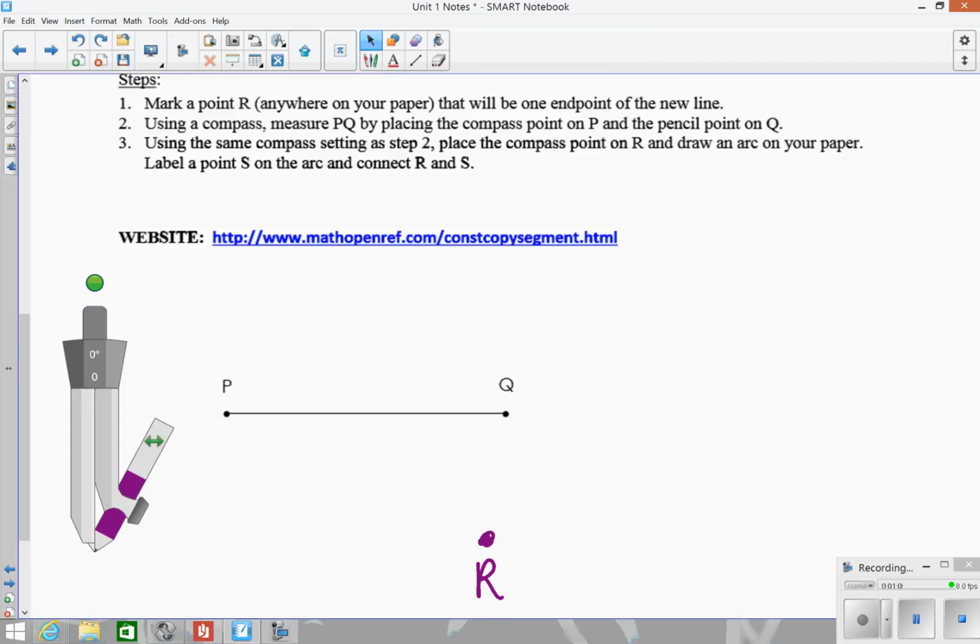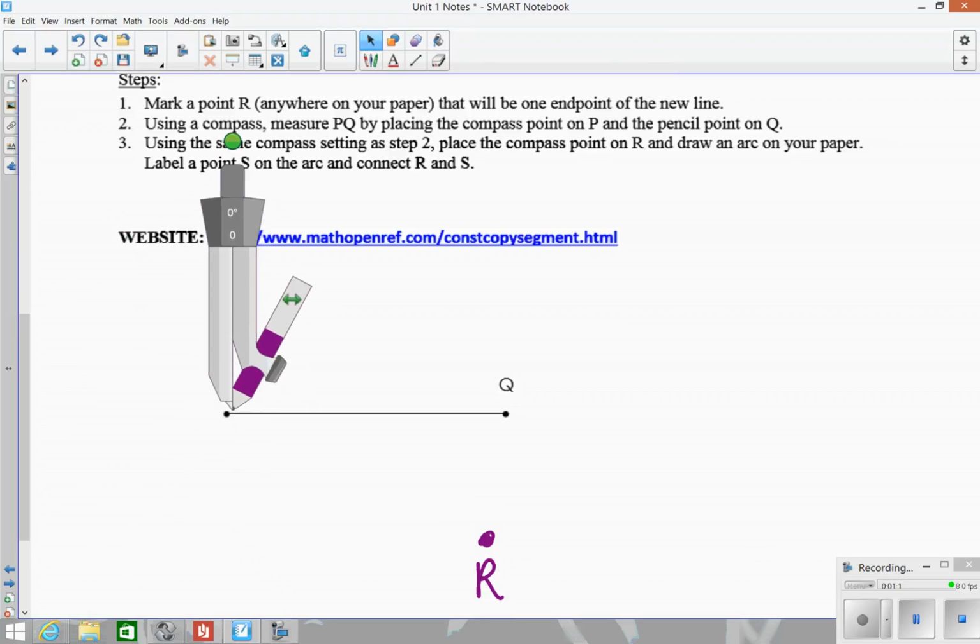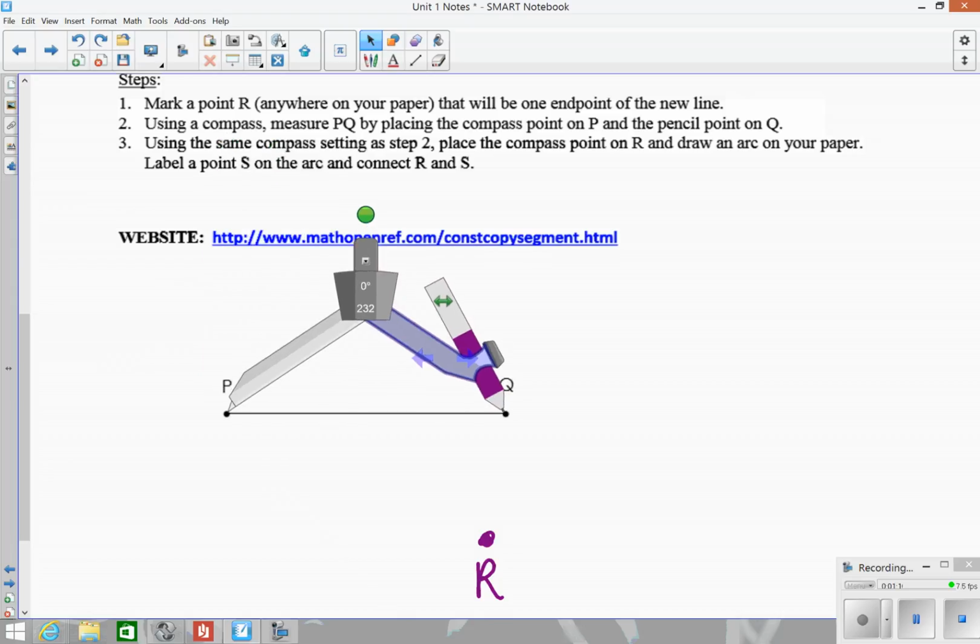Next thing you're going to do is take your compass and measure the segment that you have. So you're going to adjust the opening of your compass so that it matches the length of the segment, from point to point. And all you're going to do to show that you're actually measuring this with your compass is mark an arc on there. That just represents that, yes, you actually measured it.